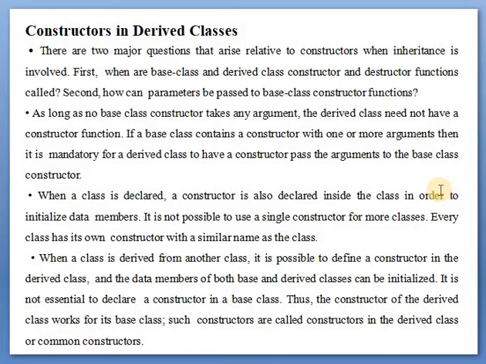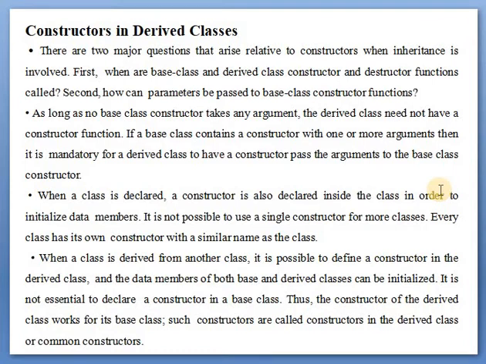It is not possible to use a single constructor for more classes. Why? Because the constructor name is the same as the class name. So we cannot use the same constructor for multiple classes. Every class has its own constructor with a name similar to the class. When a class is derived from another class, it is possible to define a constructor in the derived class, and the data members of both base and derived classes can be initialized. Means what?